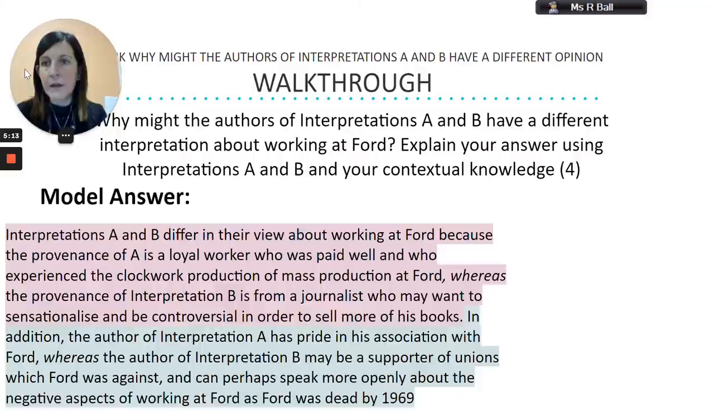And so you'll see the model answer here. So interpretations A and B differ in their view about working at Ford because the provenance of A is a loyal worker who was paid well and who experienced the clockwork production of mass production at Ford, whereas the provenance of interpretation B is from a journalist who may want to sensationalise and be controversial in order to sell more books. And then there's a second point made highlighted blue.